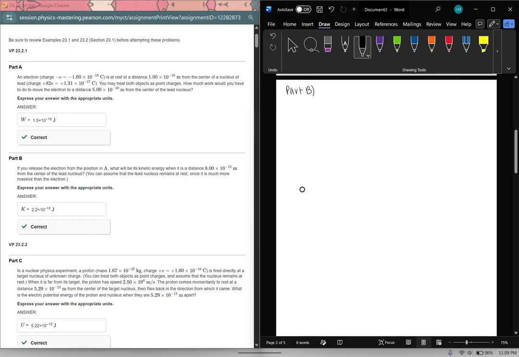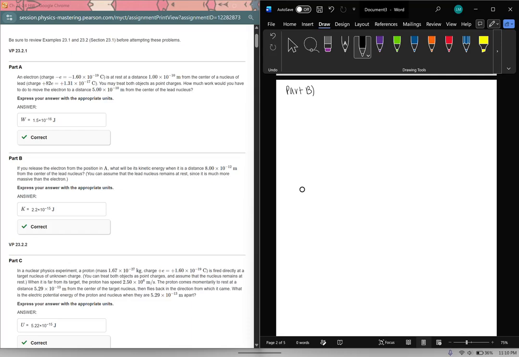So part B is basically connected to part A. Let me read it. If you release the electron from the position in A, what will be its kinetic energy when it is a distance 8.00 times 10 to the power negative 12 meters from the center of the lead nucleus? You can assume that the lead nucleus remains at rest since it is more massive than the electron.